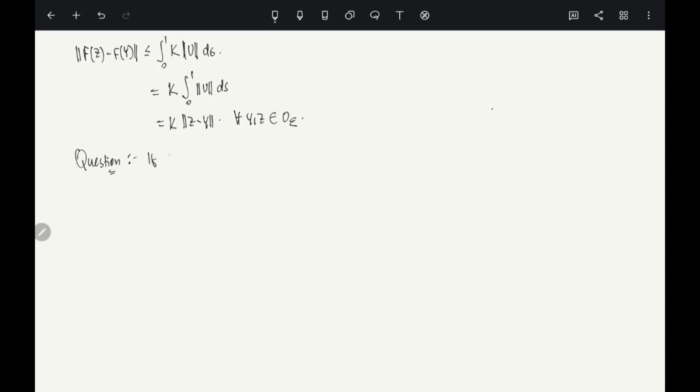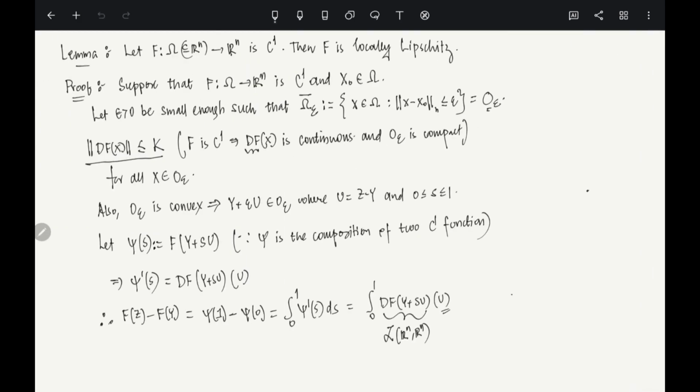So if f is C1, does that imply f is Lipschitz? We saw it is locally Lipschitz, but is it Lipschitz? Okay, so what about the same proof? The proof, does it work? Do you think it will work? Of course it won't work, right?